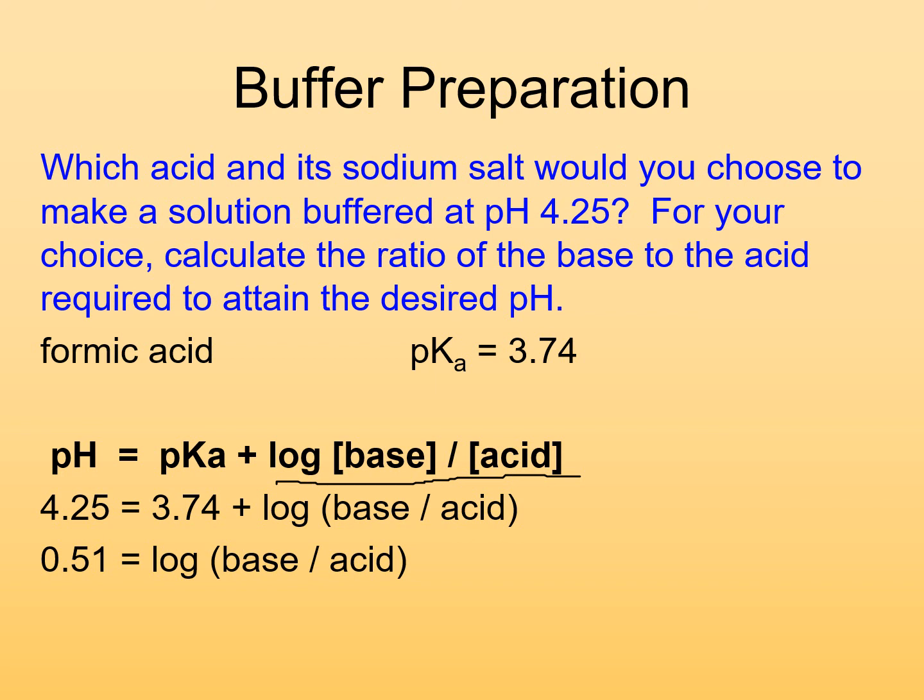Remember to do 10 to the power for both sides to get rid of log. And then we get that base to acid ratio would be equal to 3.24. So we might add 3.24 milliliters of base for every milliliter of our acid. And that's how we would combine to mix that buffer. We'll be doing more practice with this, but check out the practice problems on our study review checklist.